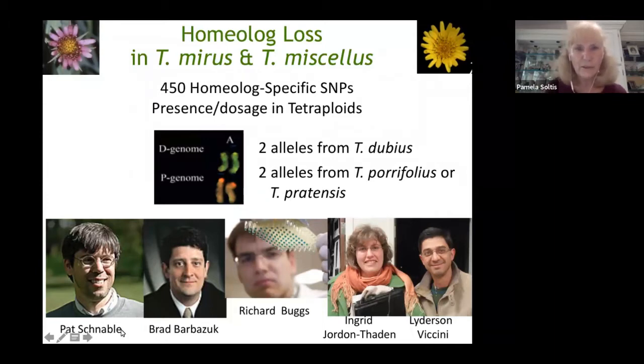So essentially, we were interested in inferring whether or not there were two alleles from the dubious parent and two alleles from the porphyrious or pratensis parent in each individual. And then we scored the presence of all of those alleles, or deviations from that purely additive pattern.